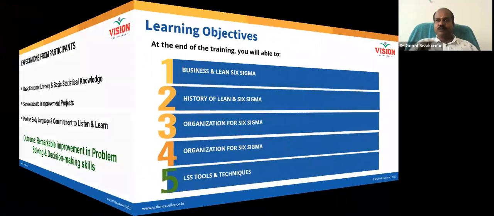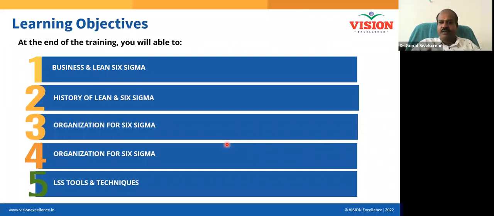In this particular session, I'll help you understand the connection between business and Lean Six Sigma, a little bit of history about Lean as well as Six Sigma, and what kind of infrastructure is required in any organization so that the Six Sigma drive can be successful, and then the tools and techniques that are required.